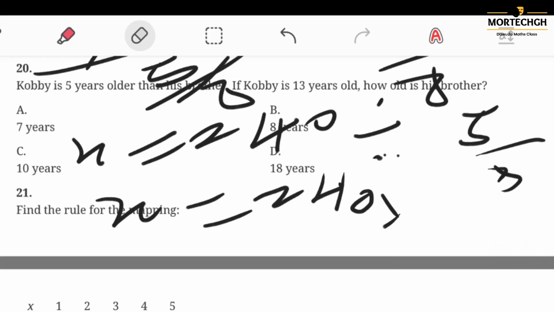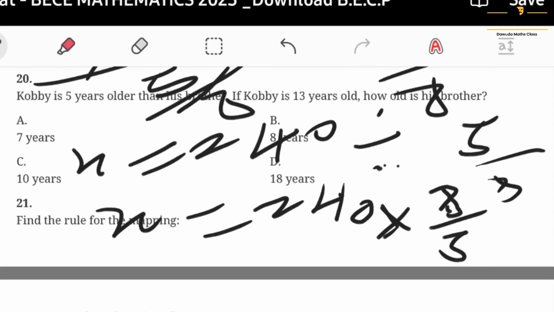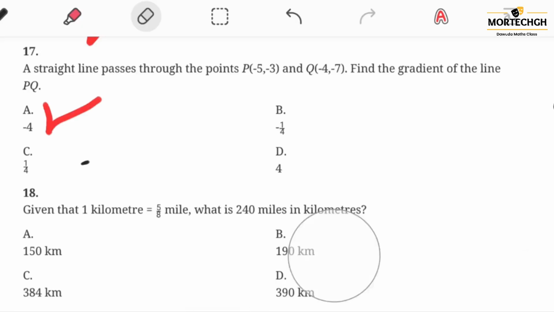So times 8 over 5 here. So 240 times 8 over 5, which will give you 384. So our x value is equal to 384, and that's the final answer. So the final answer here is C.